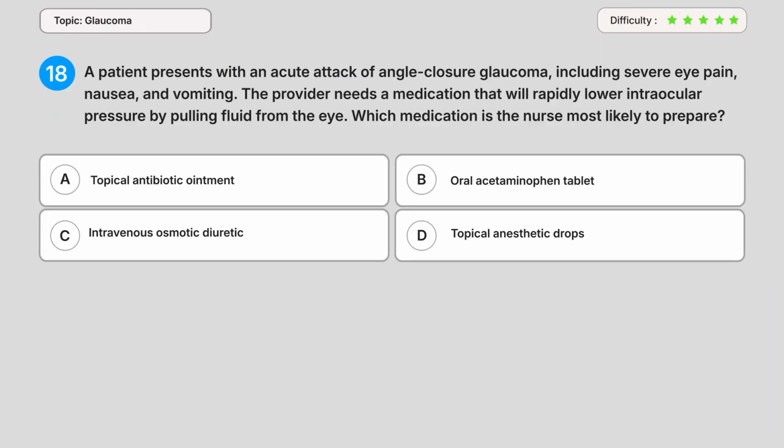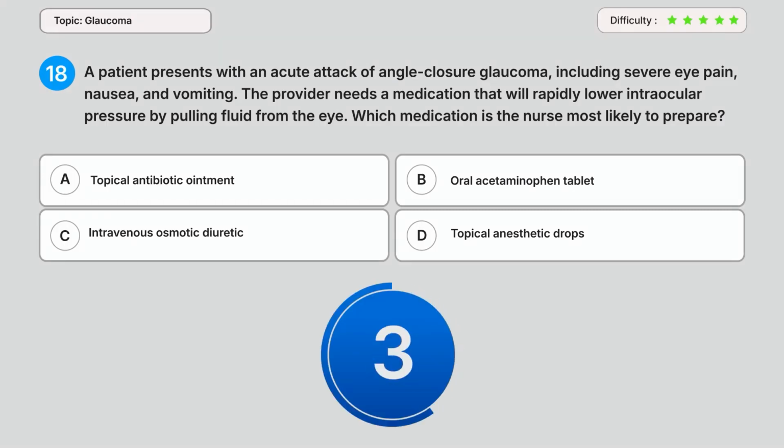A. Topical antibiotic ointment. B. Oral acetaminophen tablet. C. Intravenous osmotic diuretic. D. Topical anesthetic drop. What do you think is the answer?